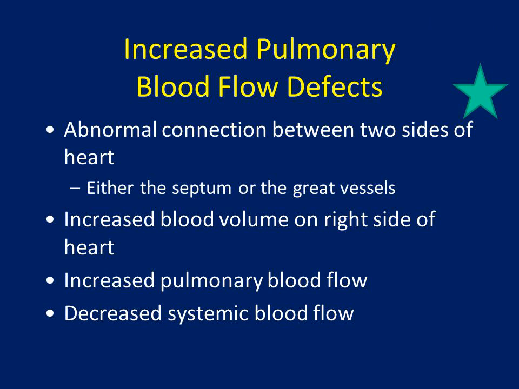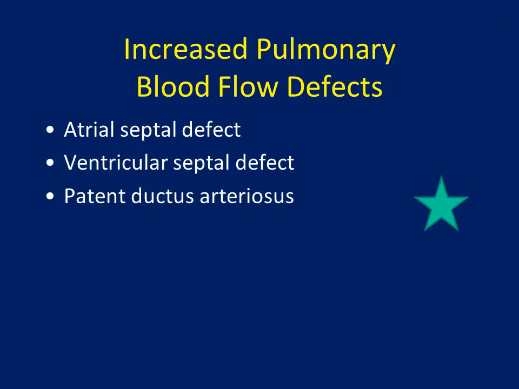Increased pulmonary blood flow defects: abnormal connection between two sides of the heart, either the septum or the great vessels. Increased blood volume on the right side of the heart, increased pulmonary blood flow, and decreased systemic blood flow. Patients present with symptoms of congestive failure.